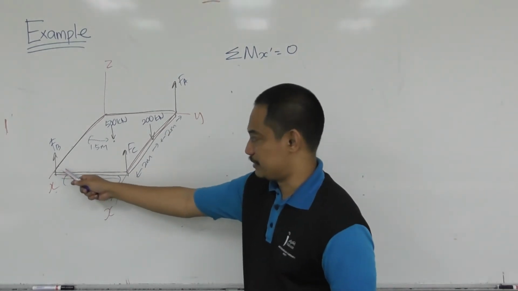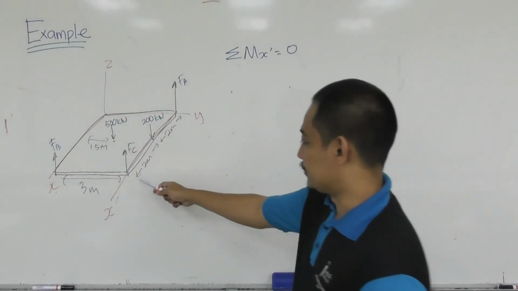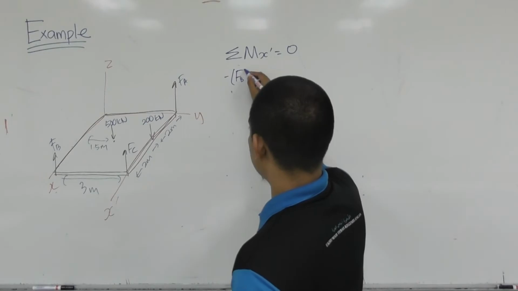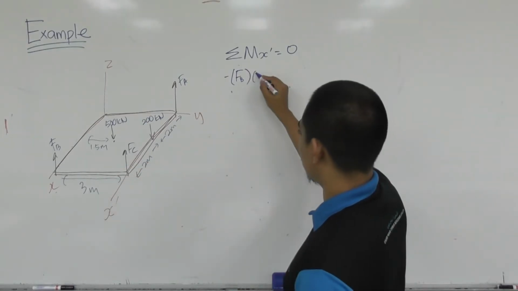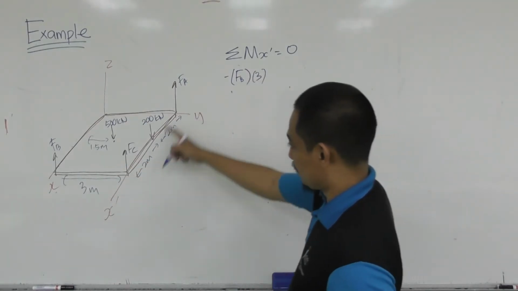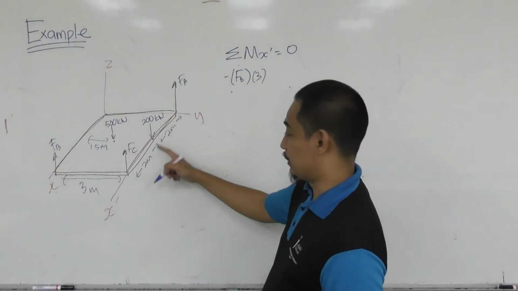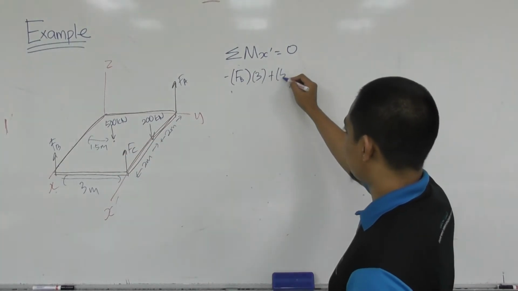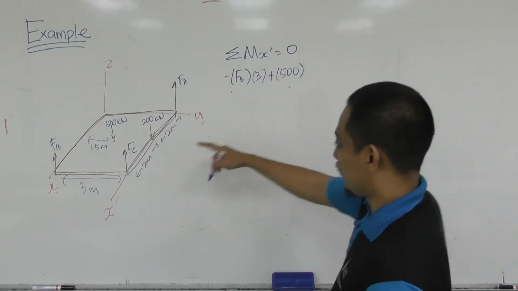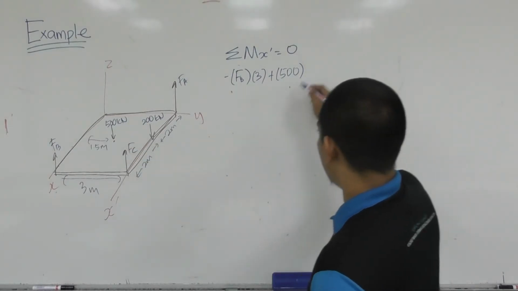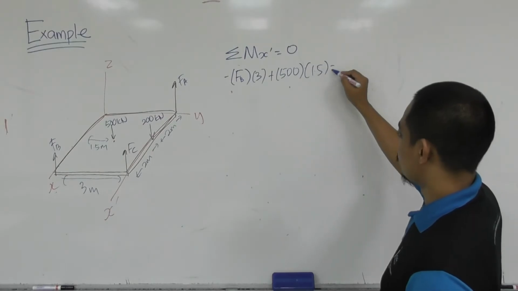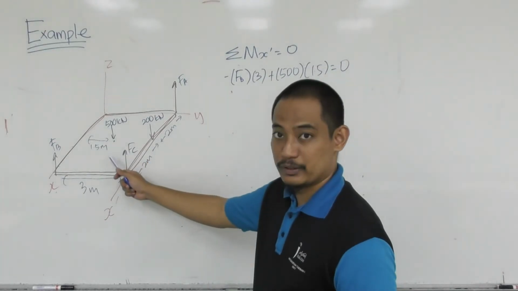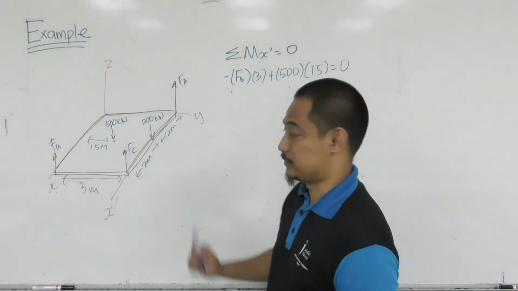So FB here is going to be clockwise about this x prime. So I will have minus FB times the distance of 3. Of course, all of these three forces don't produce any moment here. This 500 is counterclockwise, so plus 500, and the distance here is 1.5, should be equal to 0. Right? Those are the only two forces that produce any moment about this x prime axis.